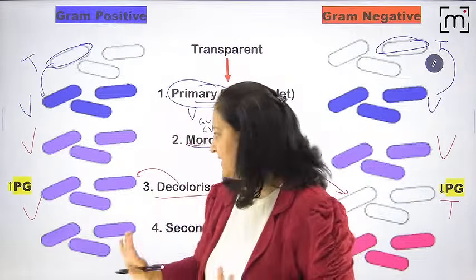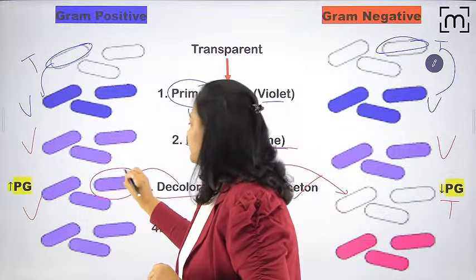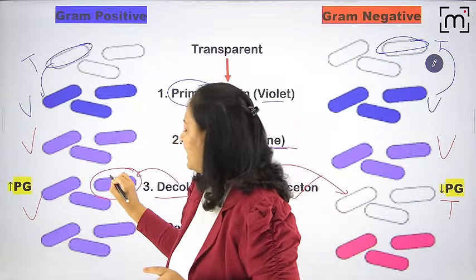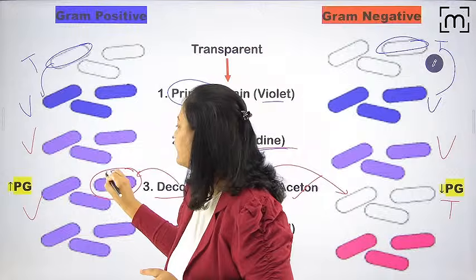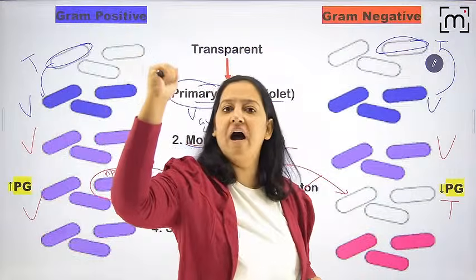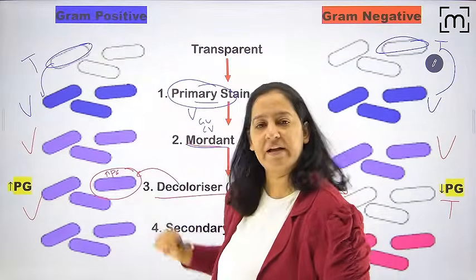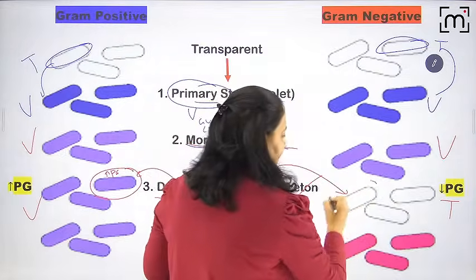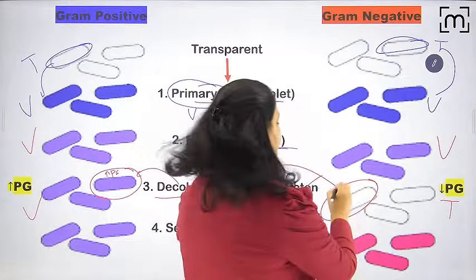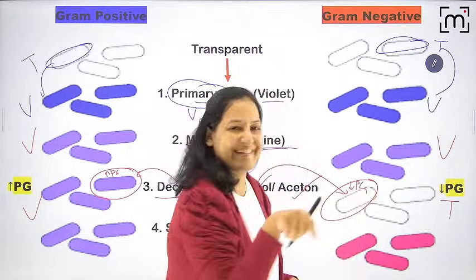Why is it like this? See the cell wall of this bacteria. The cell wall of this bacteria has high peptidoglycan content. And peptidoglycan is like a guard. It inhibits the entry of decolorizer. And see the cell wall of this bacteria. They also have a cell wall, but in the cell wall they have less peptidoglycan content.